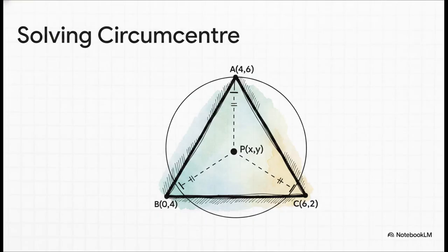So, to actually solve this, we just set up our distance formulas to match each other. Distance PA squared equals PB squared, and so on. When we expand out the algebra and start canceling out the squared terms, which, by the way, is just incredibly satisfying to do on paper, we can finally solve for our exact center point. And doing that math reveals that our circumcenter sits perfectly at the coordinates 3, 3.